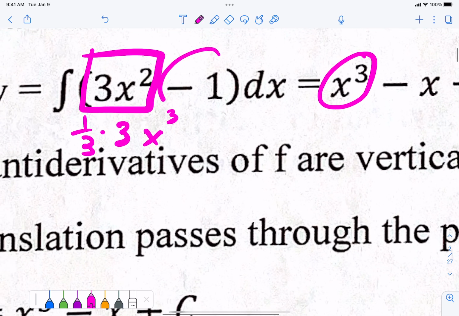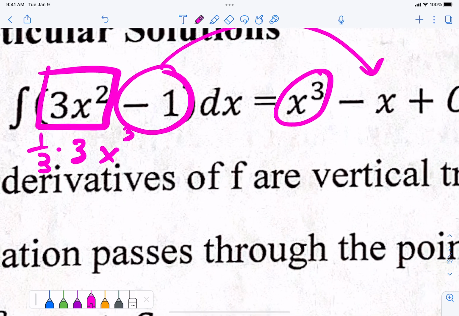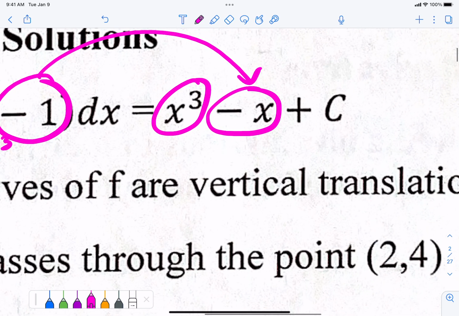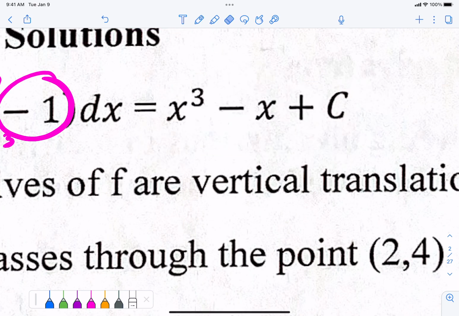What's the antiderivative of negative 1? What do you take the derivative of to get negative 1? Negative x, right? And then I need plus c on the end there. So this is my antiderivative. Got it? Now, I want to know what the value of C is. Maybe it's 4, maybe it's -7. I don't know. I want to know.